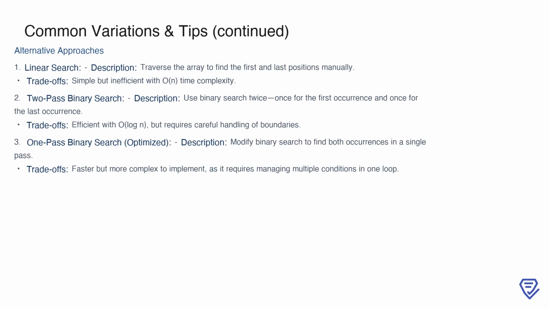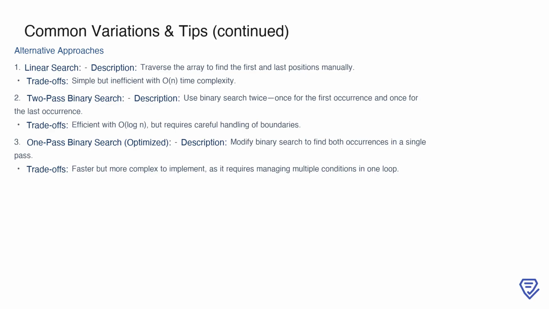There are also alternative approaches to solving this problem, each with its own advantages and trade-offs. One option is linear search, where you manually traverse the array to find the first and last positions of the target. While this method is simple and easy to implement, it is inefficient, with an O(n) time complexity. A more efficient approach is the two-pass binary search.